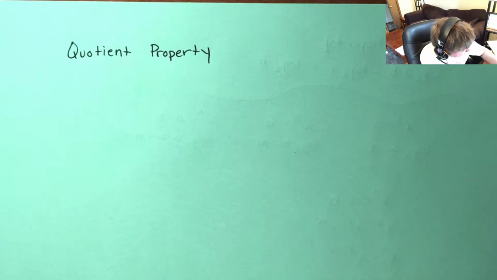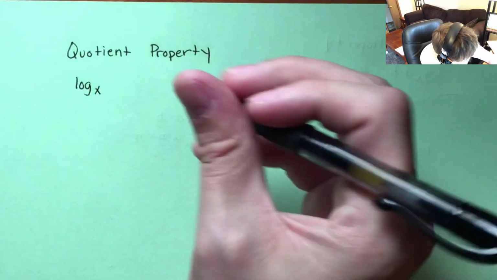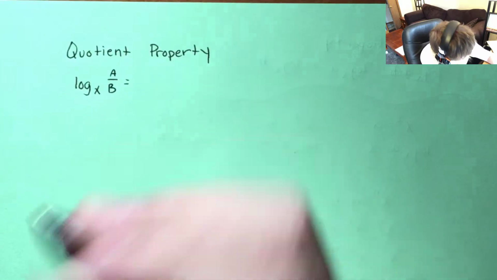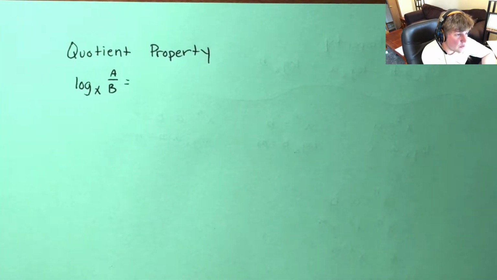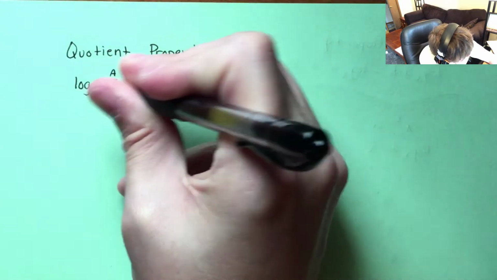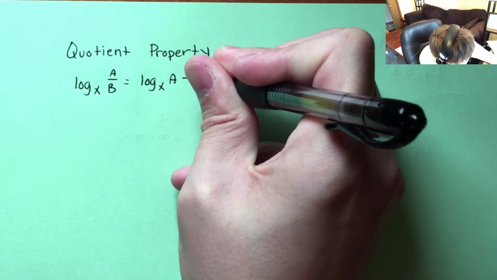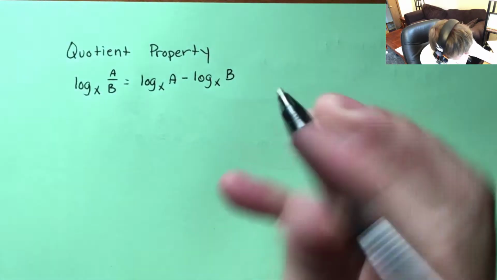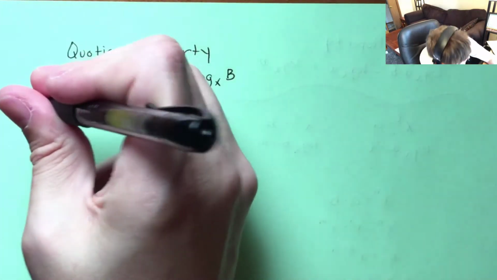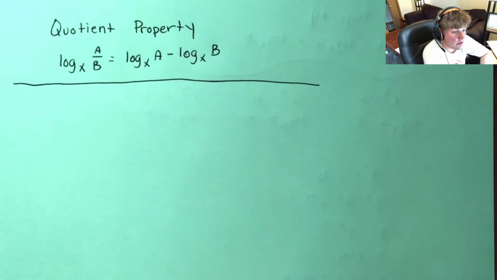The quotient property tells me that if I take a logarithm of any base, let's say it's x, and I have two parts divided within my logarithm, that's the same as if I take log base x of a, and then subtract log base x of b. So this is what I'm going to try to prove for you, to give you a little better understanding of where these properties are coming from.